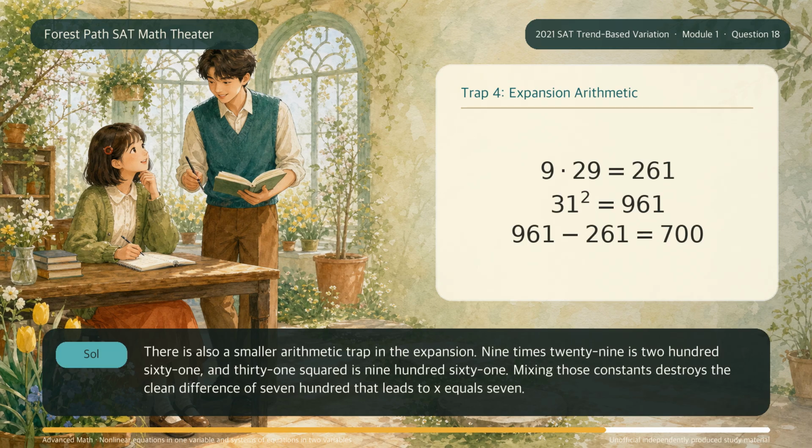There is also a smaller arithmetic trap in the expansion. 9 times 29 is 261, and 31 squared is 961. Mixing those constants destroys the clean difference of 700 that leads to x equals 7.